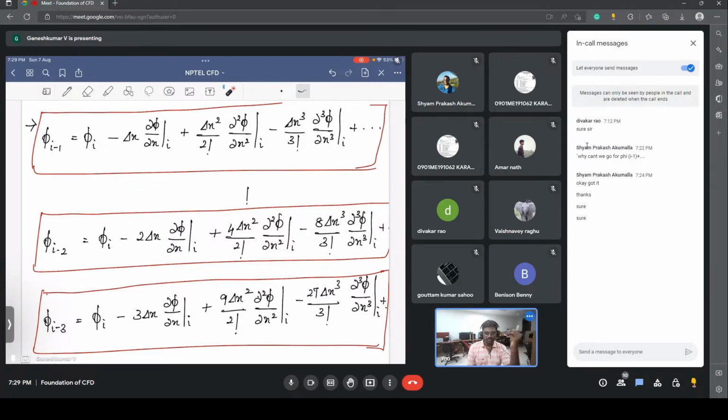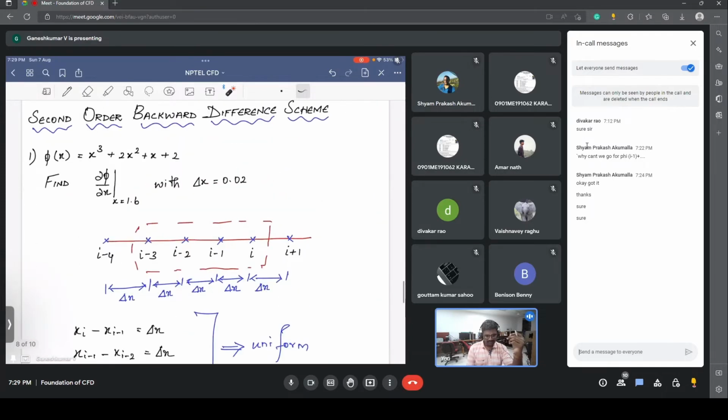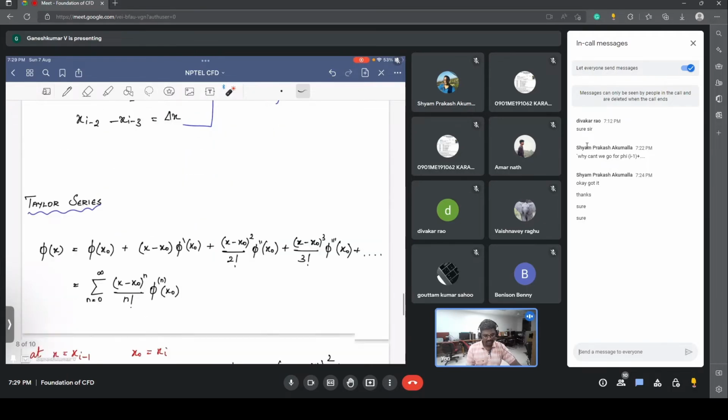We will see that in some 10 or 20 minutes after constructing the scheme. We will see that for the same function phi I, we will consider different delta x. When we reduce the delta x, let's say from 0.02 by half to 0.01, the error becomes 1 by 4. That's the second order. First order scheme means the error also reduces by half. Second order scheme means the error reduces by 1 by 4. So we will see that when it comes.